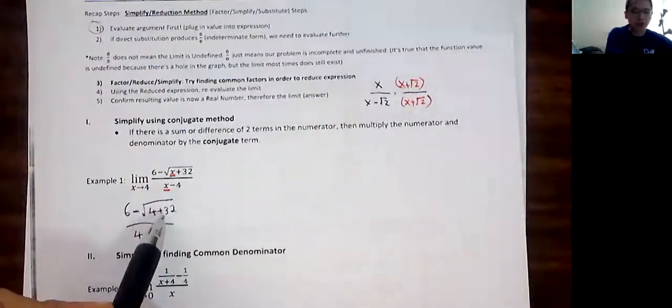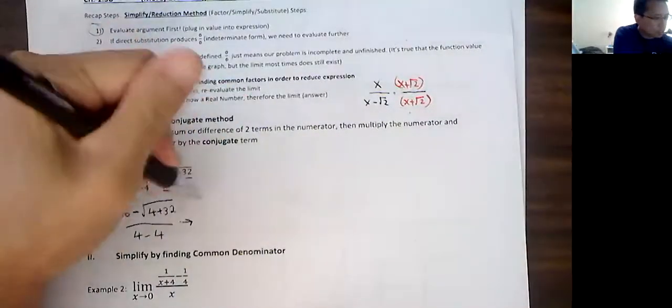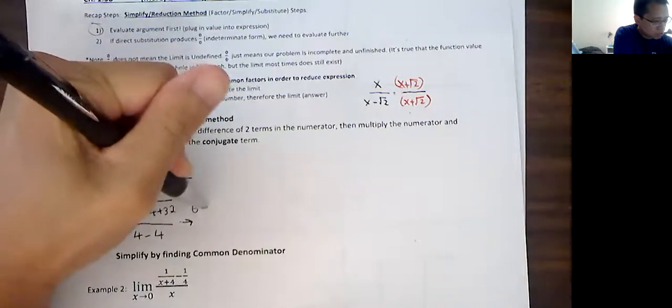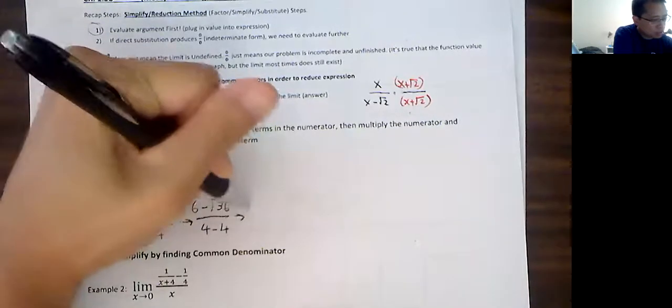So we get 4 plus 32, that's 36. Root 36 is going to be 6. And so 6 minus 6 is 0. So we get 0 over 0.